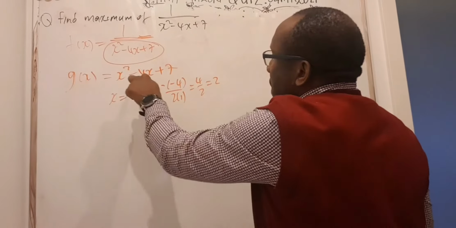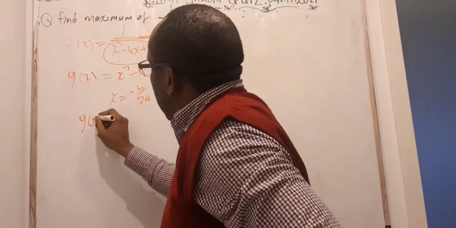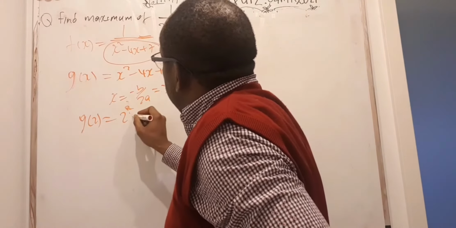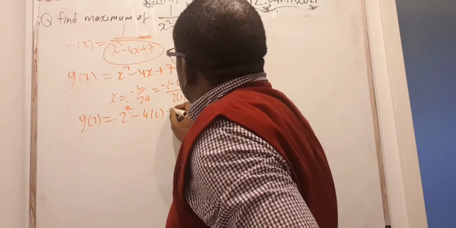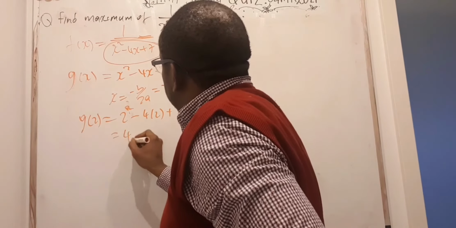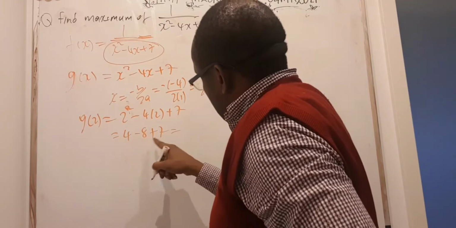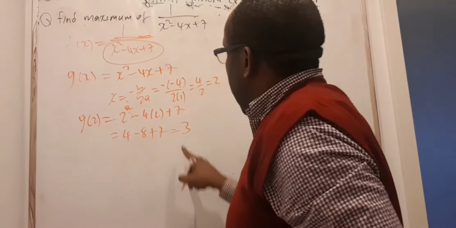I can use that number and substitute to look for g of 2. If I do that, this is 2 squared minus 4 times 2 plus 7. And this is 4 minus 8 plus 7, and that is minus 1, that's 3 here.